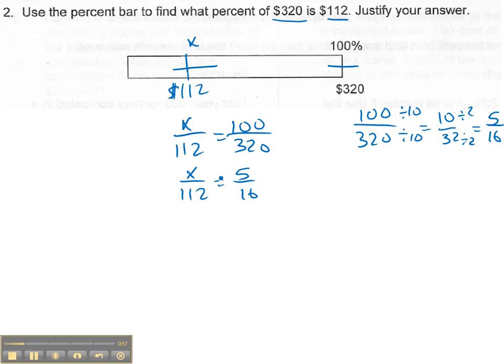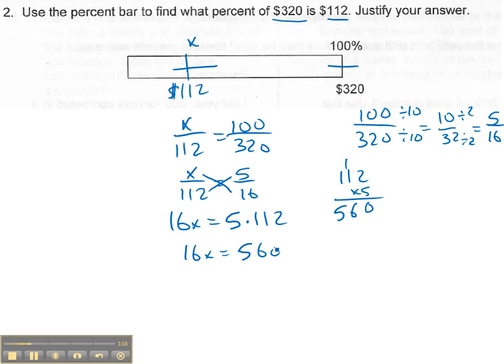We know if they're truly proportional that the cross products are equal. So 16 times x, or 16x, equals 5 times 112. Let's do that over here. 2 times 5 is 10, carry the 1. 1 times 5 is 5, plus 1 is 6. 1 times 5 is 5. So 16x equals 560.